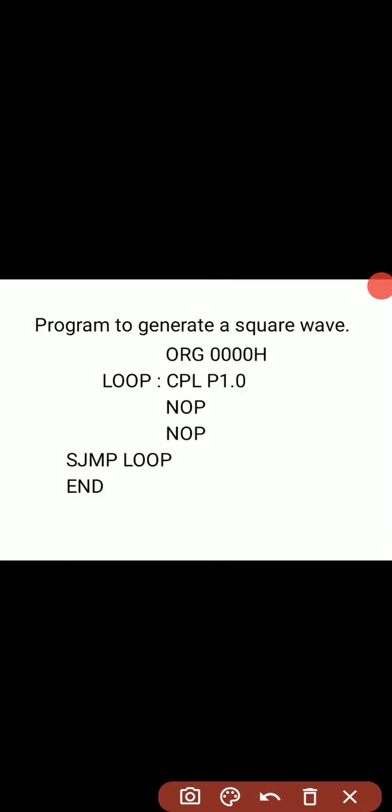So the program is very simple. Initially we will assume that all port pins are configured as input. That means the values written on those ports are equal to 1.